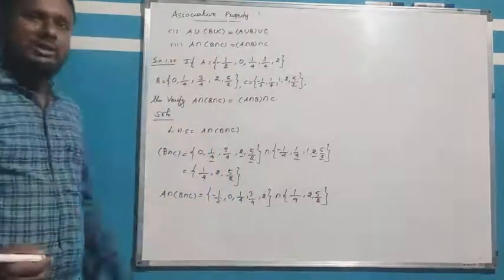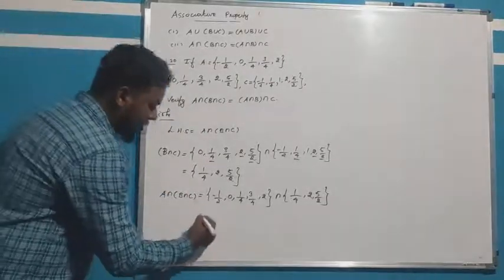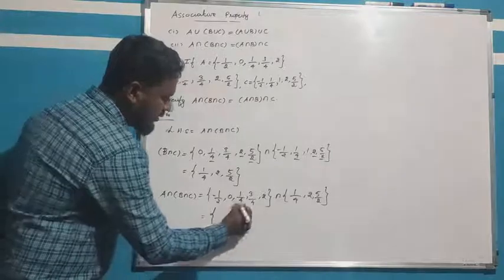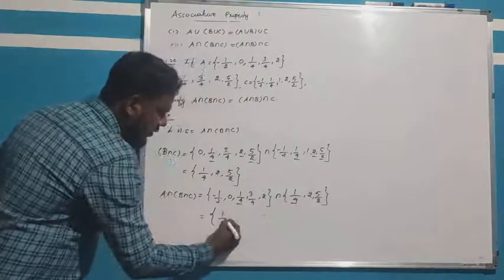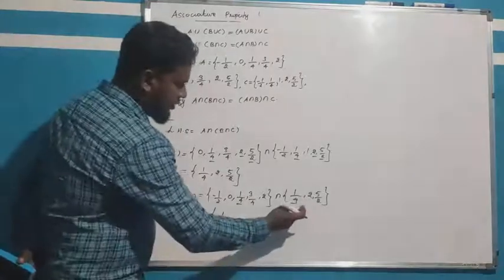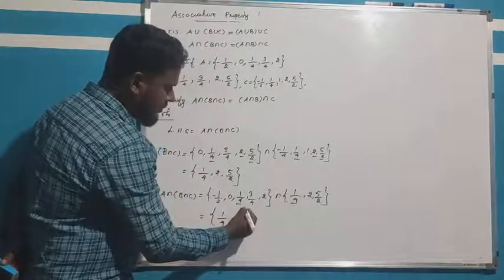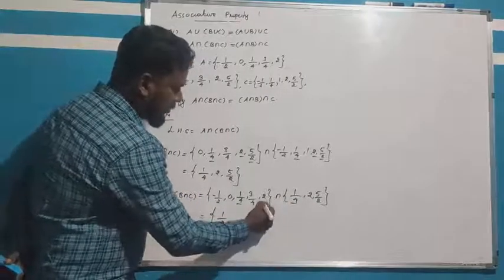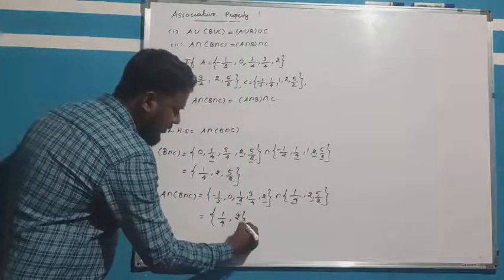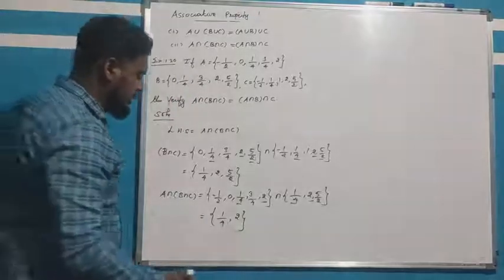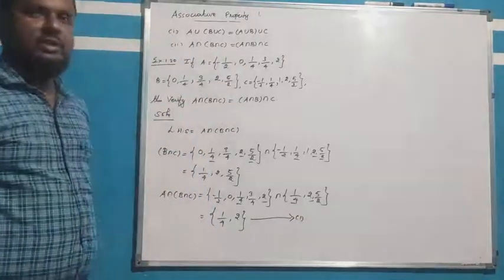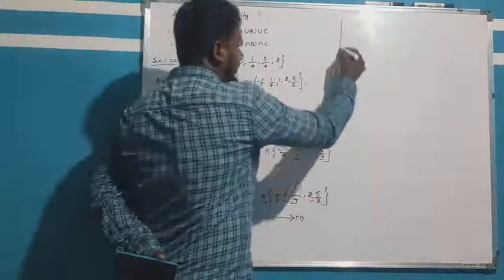Intersection means it contains the common elements. So what are the common elements? 1/4 is common, and 2 is common. So the result is 1/4, 2. Consider this equation number 1.